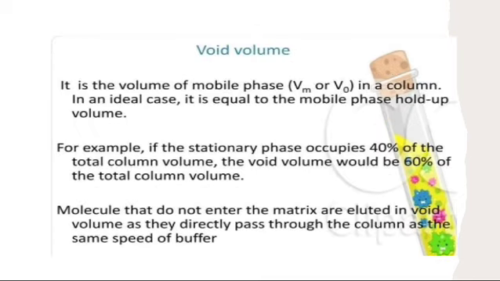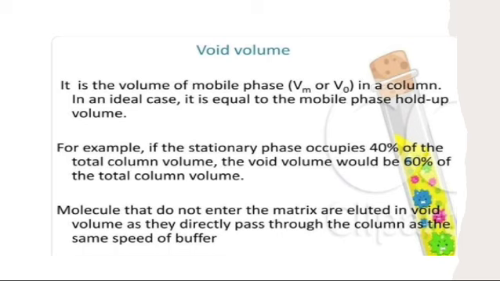Void volume is the volume of the mobile phase, Vm or V0, in a column. Ideally, it is equal to the mobile phase hold-up volume. For example, if the stationary phase occupies 40% of the total column volume, the void volume would be 60% of the total column volume. Molecules that do not enter the matrix are eluted in the void volume, as they pass directly through the column at the same speed as the buffer.